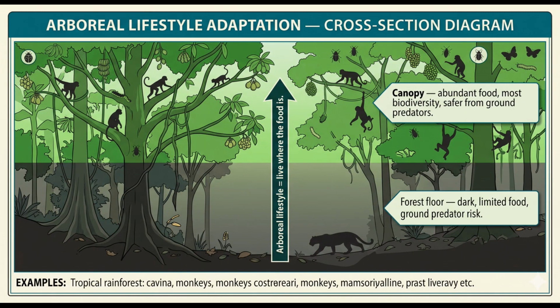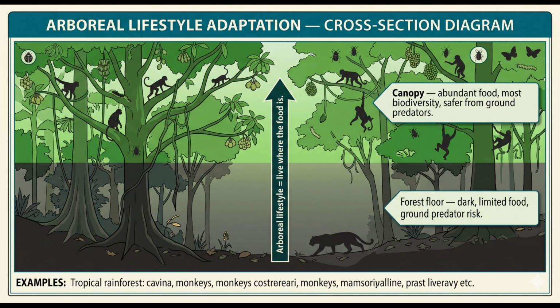Animal adaptation 2: Arboreal lifestyle. Name and describe. An arboreal lifestyle means living primarily in trees. Arboreal means tree-dwelling. Arboreal animals spend most or all of their lives in the canopy or understory, and they typically have strong gripping hands and feet, flexible joints, and excellent balance for moving through a 3-dimensional canopy.